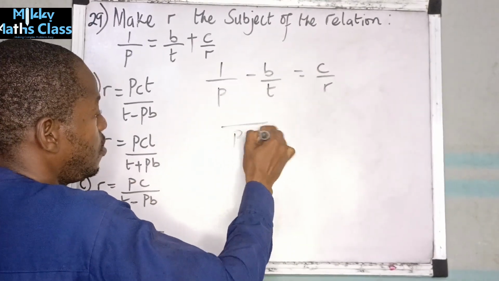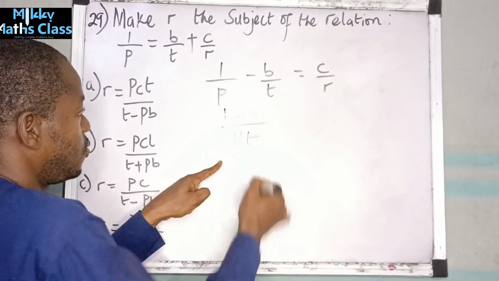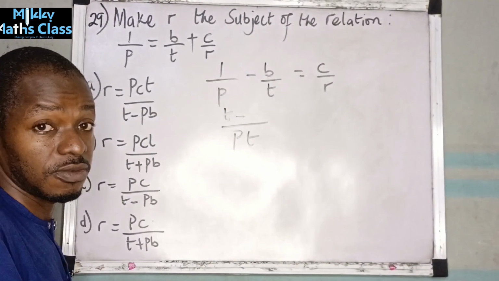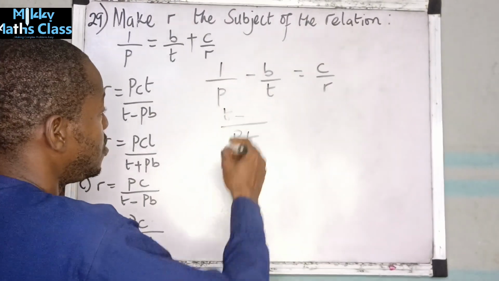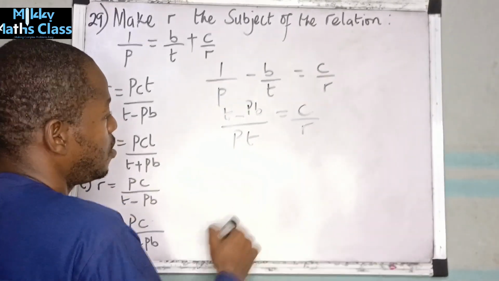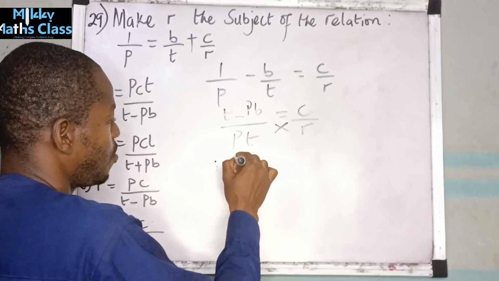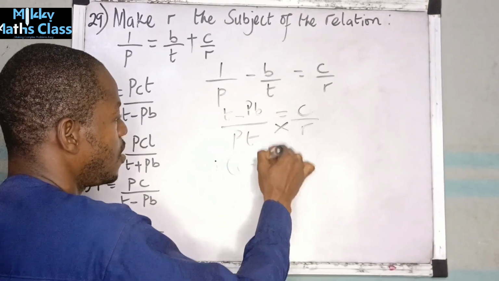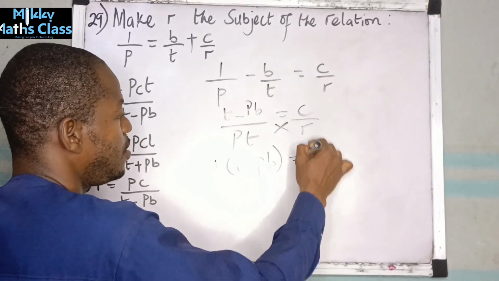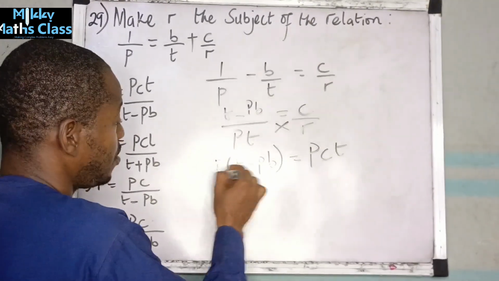Then first of all, we take the LCM of this, which is PT. P in PT, that's T, minus T in PT, that's P. P times B, PB, equals C over R, cross multiply. So we have that R into bracket T minus PB is equals to PCT when you multiply that.